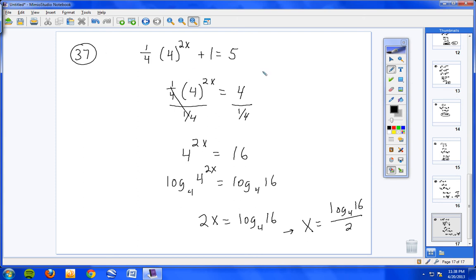And I'm not going to continue to go up on this page. I'm going to go ahead and cut and paste, and we'll continue this on the next page.